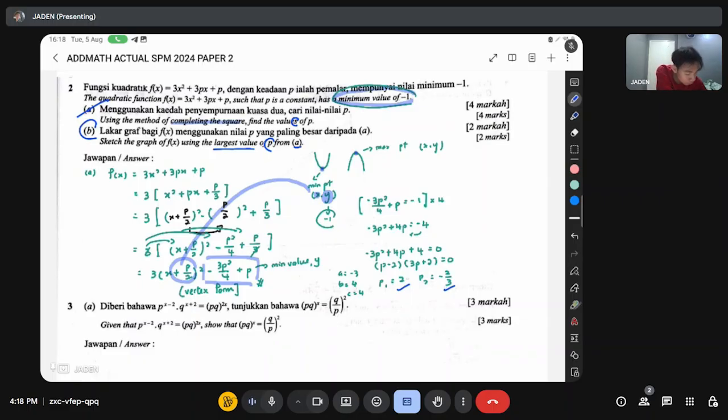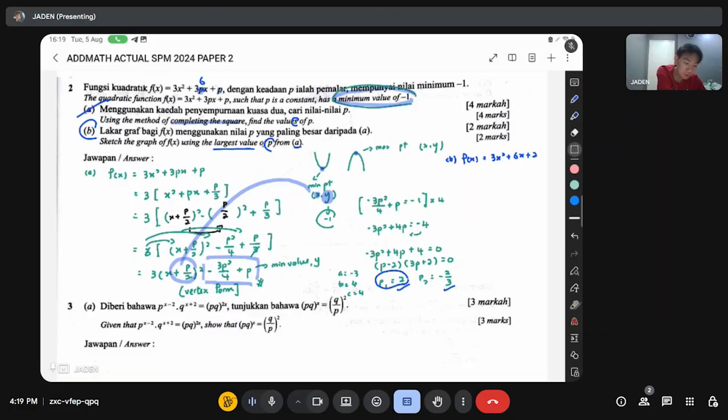So you're going to use your p equal to 2. That means you're going to sketch an equation where f(x) equals 3x squared plus, if your p value is 2, that will be 3 times 2, see at the top here, 3 times 2. So 3 times 2 is going to be 6. So 6x and then plus 2. So this is exactly the quadratic function that you're going to sketch.